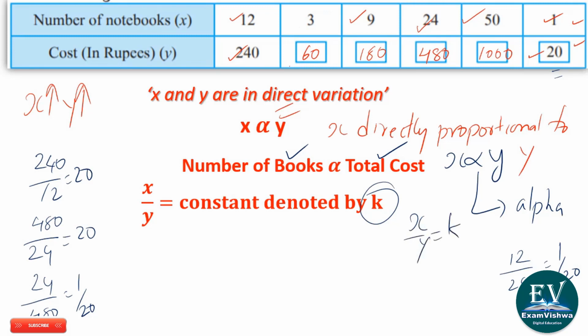This is the conclusion that you should understand and that you should apply tomorrow. x upon y is constant, so x is equal to a constant into y. x is equal to a constant into y. This you should remember. Okay, that is very interesting for you, and it is simple. x upon y is constant. This particular thing should be thorough within you as far as direct variation is concerned.